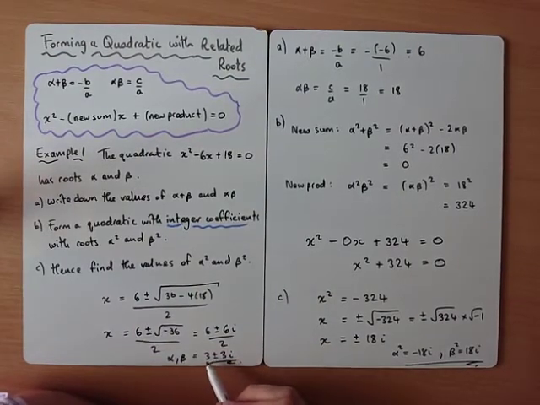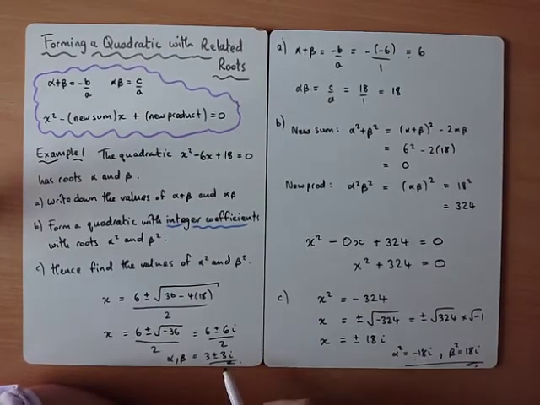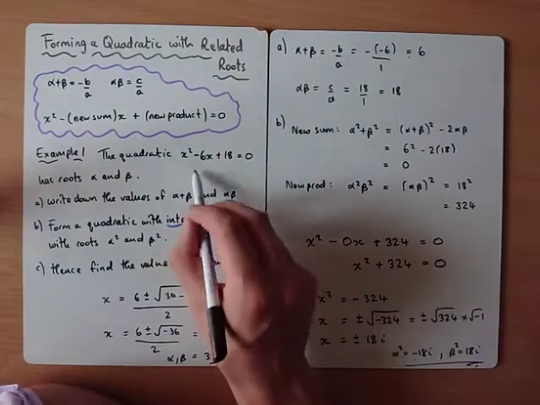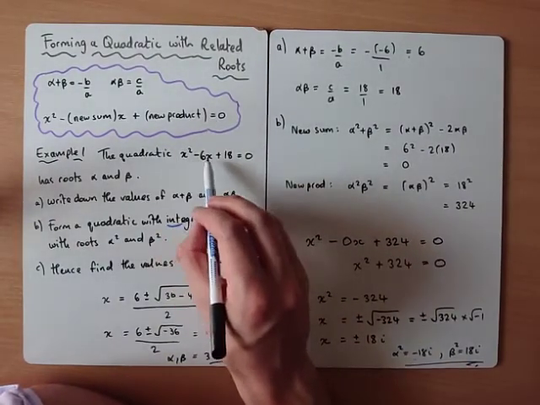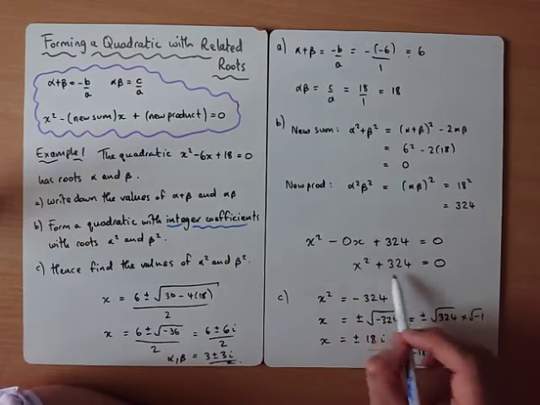The original roots would be 3 plus or minus 3i, and alpha squared and beta squared would be plus or minus 18i. So these roots are the roots for that quadratic, and these roots are the roots for this quadratic.